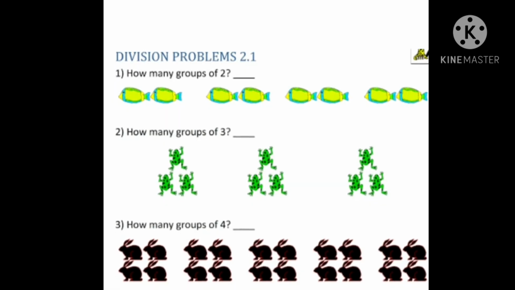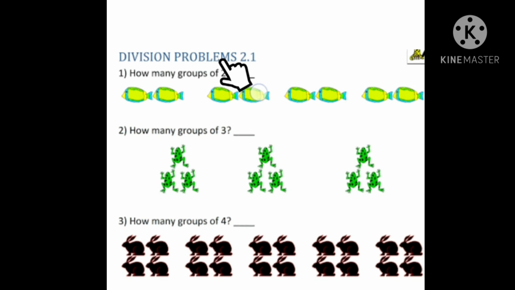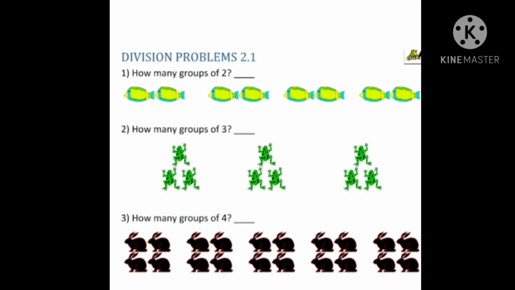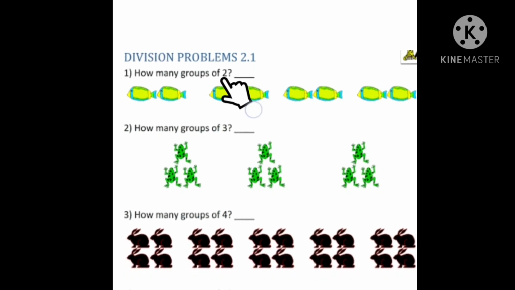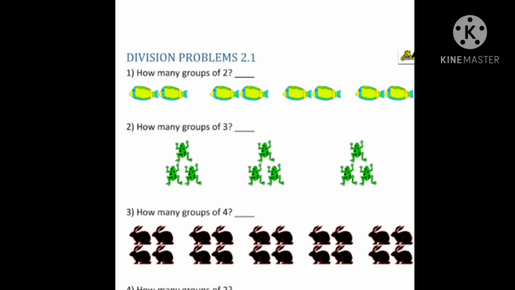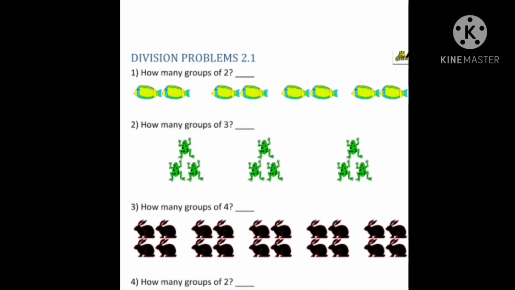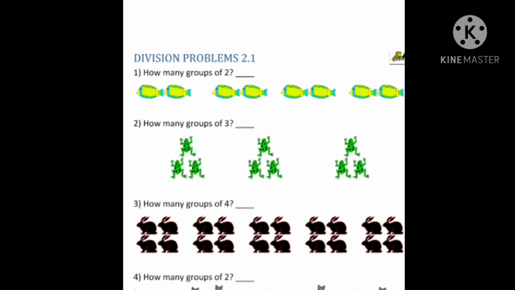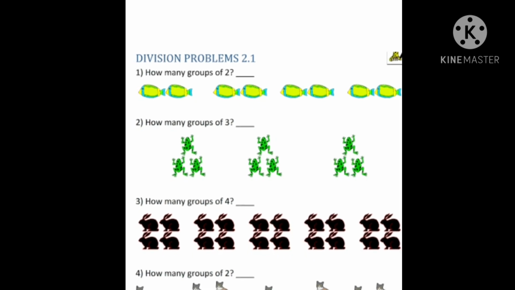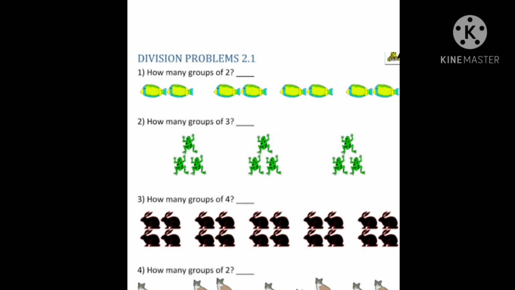Hello children, today we are going to do a worksheet of division problems and the first question is how many groups of 2? We have pictures of fishes and we have to find how many groups there are, and each group should contain 2 fishes. Okay, so let's find it.